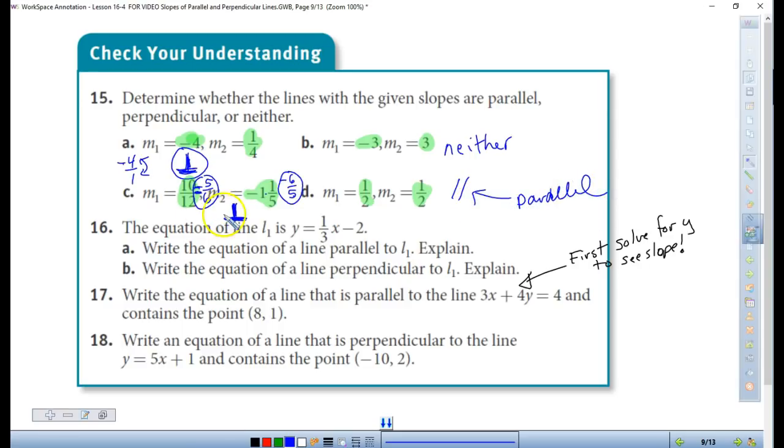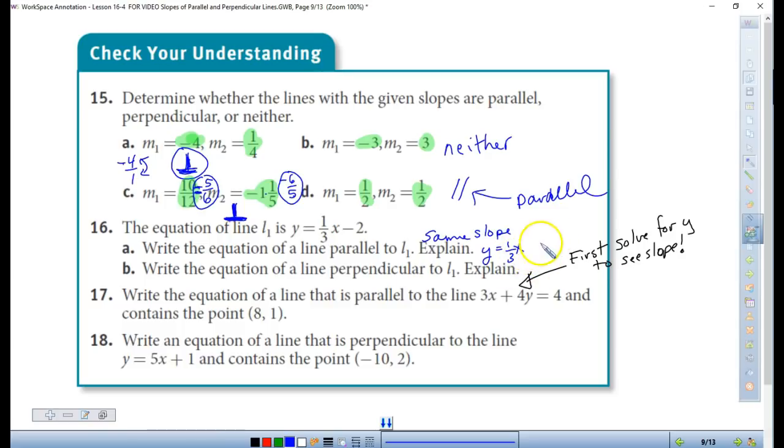And these mean perpendicular. All right, the equation of line L1 is y equals 1/3 x minus 2. Write the equation of a line parallel to that. Explain. So explain would be same slope. So parallel could be anything with the same slope, but it couldn't have negative 2 for the y-intercept, or it would be the exact same line. So y equals 1/3 x, and then anything besides negative 2 here would be fine.